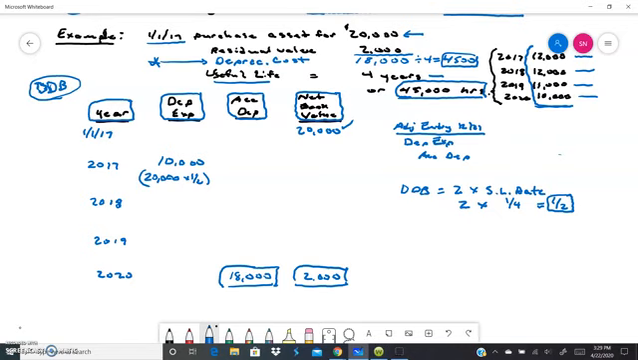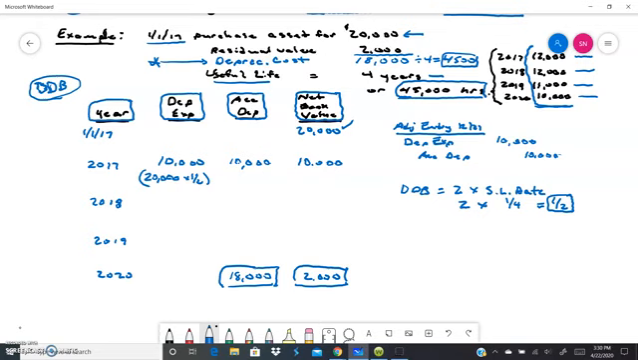So again, our entry for that first year would be debit depreciation expense 10,000, credit accumulated depreciation 10,000. So our accumulated depreciation account would be 10,000. 20,000 minus 10,000, so our net book value is 10,000 at the end of the first year. So it's half of what it was at the beginning of the year.